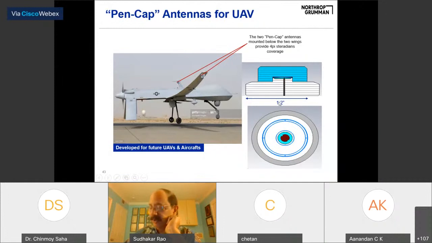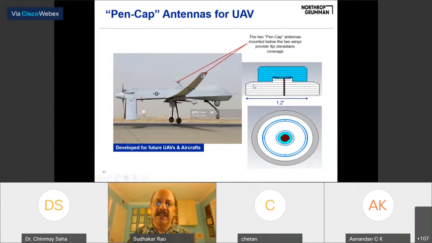Size is very small, 1.2 inch by 0.6 inch in height. Mass is very low, about 60 grams. When we designed these, the customer was not thinking about UAV, but when they saw this, they said, yeah, we can have UAV applications. So we modified the design.